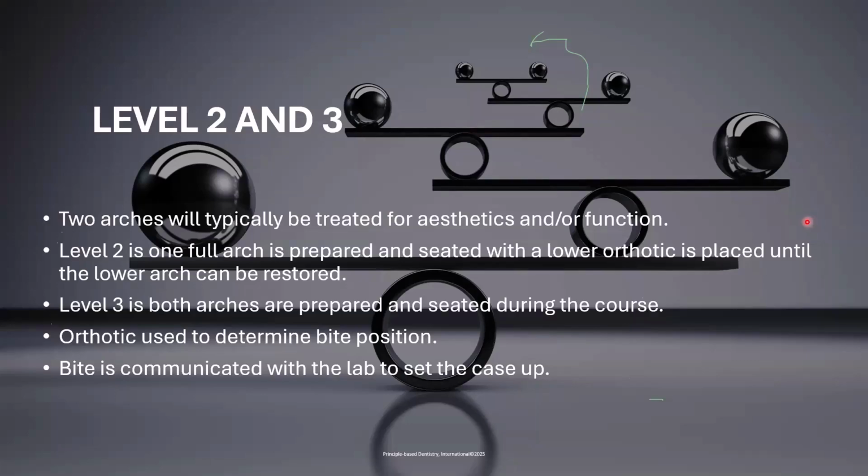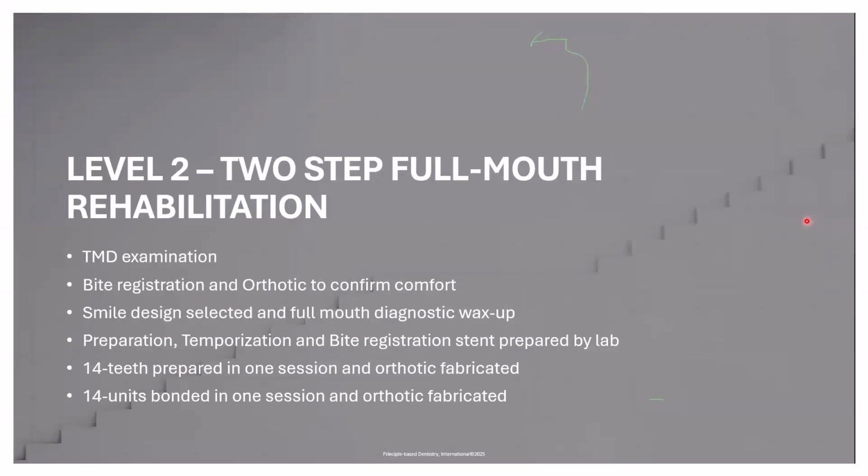Okay, good. All right. So level 2 is just a two-step full mouth rehab. What we talk about is a TMD examination. We have to be really thorough to make sure we have the patient set up right. We then take a bite registration, get the patient an orthotic to confirm we have the bite right where we need it to be. We then select the smile design.